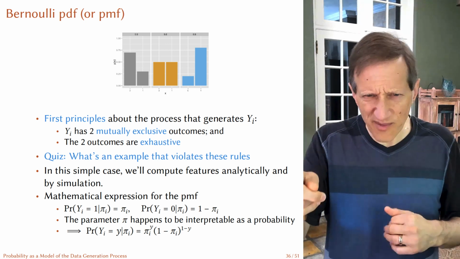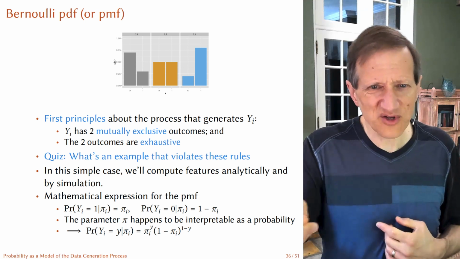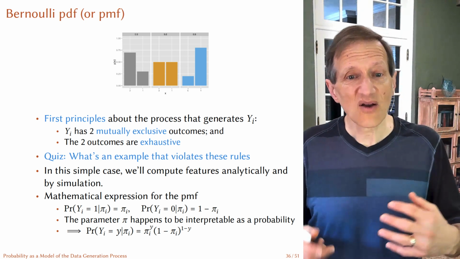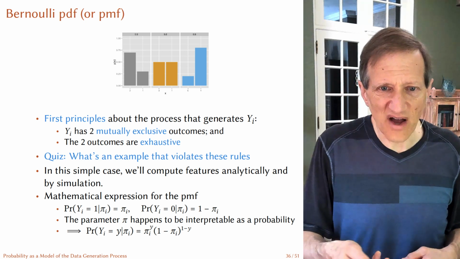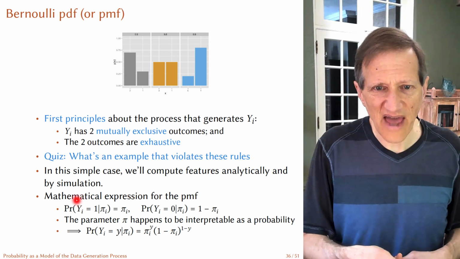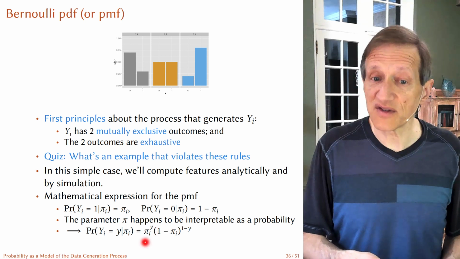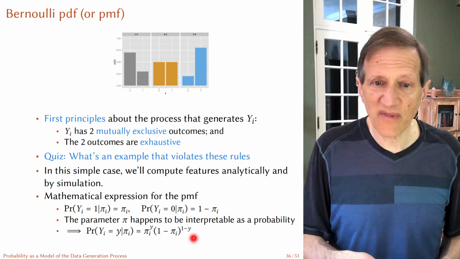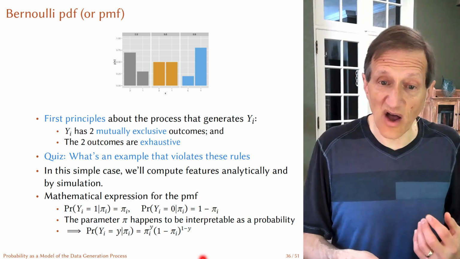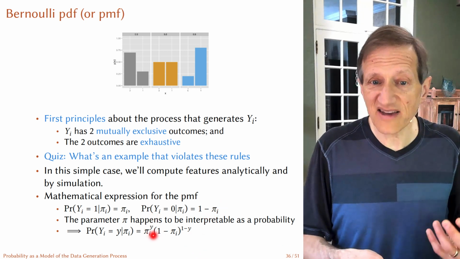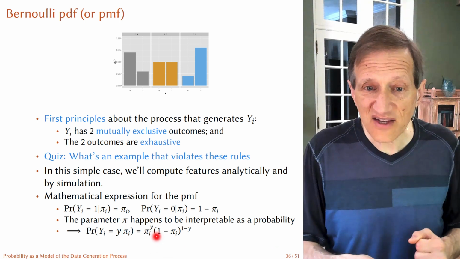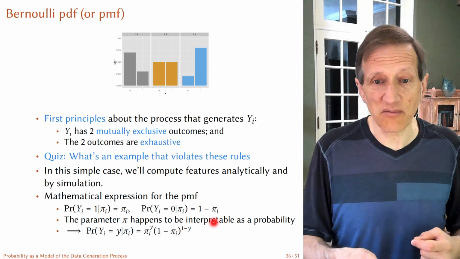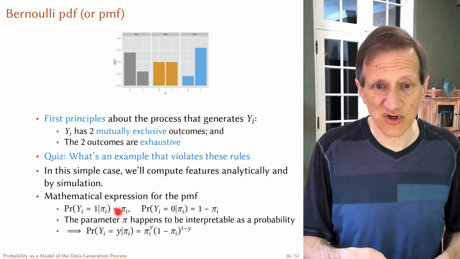Now, what is that formula? Let's just think about it, make sure we understand it. We have pi to the y. So let's suppose y is 1. So if y is 1, what happens? Anything to the 1 is itself, so pi to the 1 is pi. 1 minus pi to the 1 minus 1, anything to the 0 becomes 1. So if y is 1, this whole expression becomes pi. And if y is 0, this expression becomes 1 minus pi. So this expression just reduces to these two.